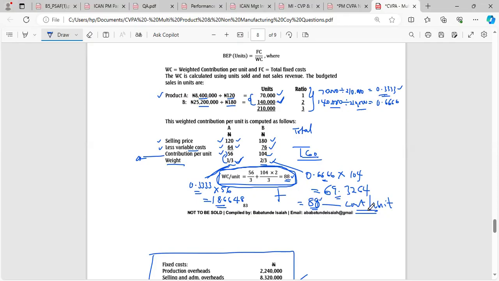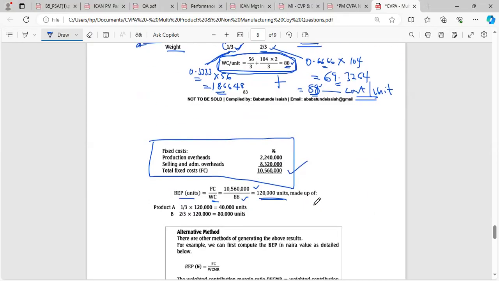Weighted because we combine two products together. So we just need to put it into the formula. What's our fixed cost? We calculated it before as 10,560 in millions, which is this. Then our weighted contribution per unit is 88. Just put it there as 88. So if you divide these two, you must get 120,000 units.